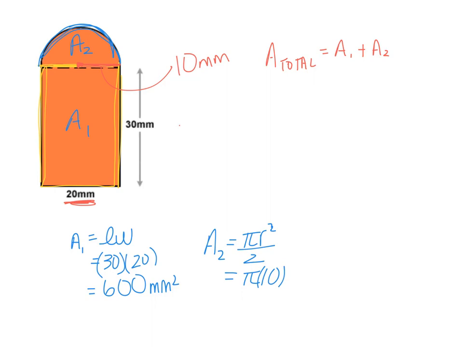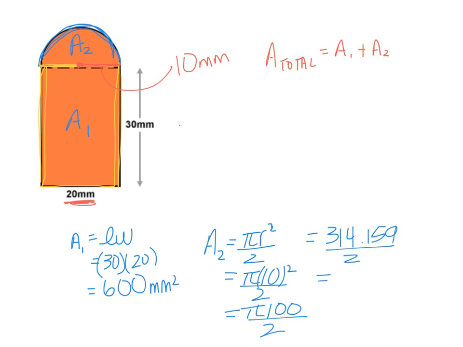I've got to make sure I put my square there. Okay, divide by 2. That gives me pi times 100 divided by 2. Then I need to calculate pi times 100, which is going to give me 314.159. So my next line I write 314.159 divided by 2.